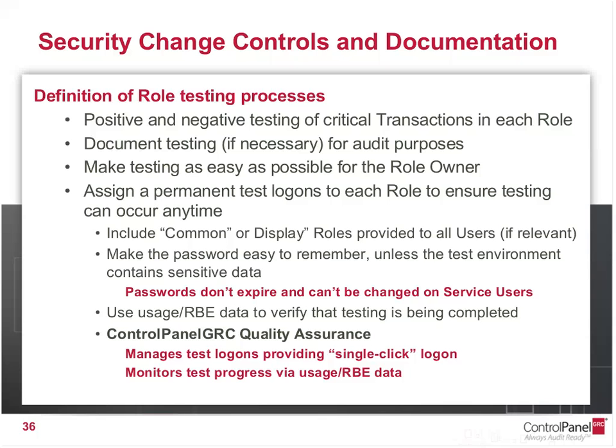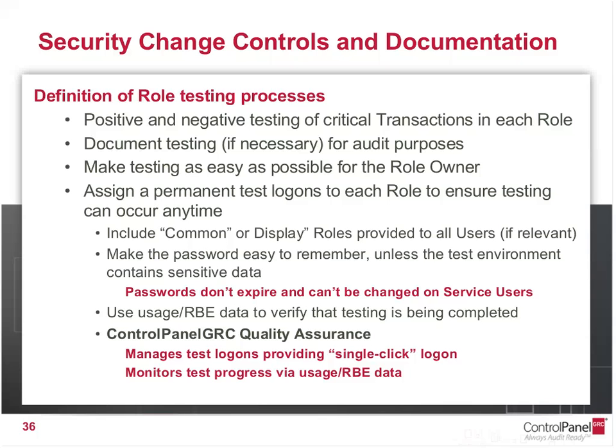So what we try to do is to make sure that this is as easy as possible for your role owners. So as a recommendation, make permanent test logons in your quality system. Create one for each role to make sure that they can go in and do testing at any time. When you set up this test logon, make sure you include any common or display roles that will be assigned to all users assigned to the role when it gets to the production system. Make the password easy to remember unless that test environment contains sensitive data. So if it's easy to remember, then the user would be able to sign in and do their testing at any time. We also recommend setting the test IDs to service users.